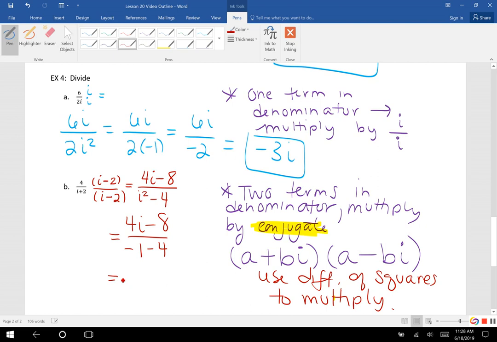So the idea behind division with complex numbers is you want to get rid of the i's in the denominator. You're rationalizing the denominator. I don't care if you leave your answer like this, although you could also write this as a negative 4 over 5i, 4 divided by negative 5, and then negative 8 divided by negative 5 would be a plus 8/5. So you can write your answer either way.